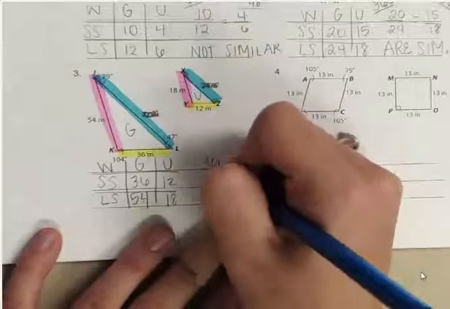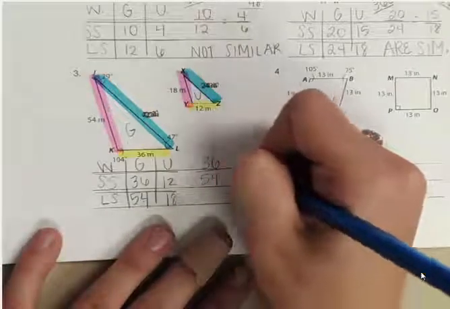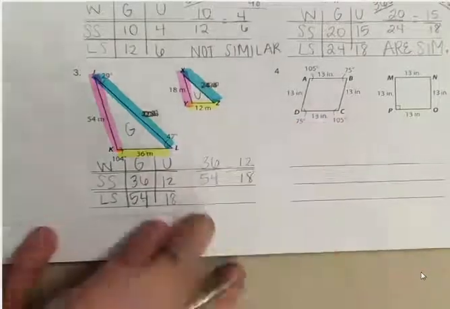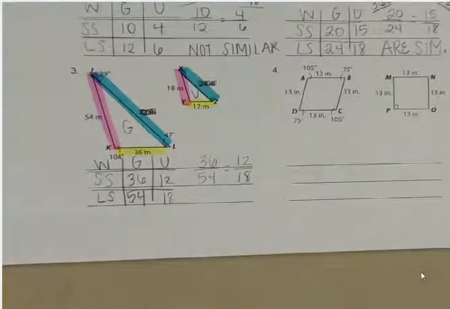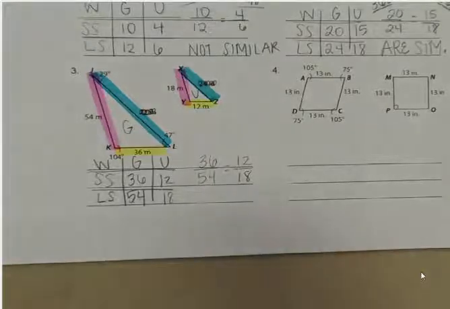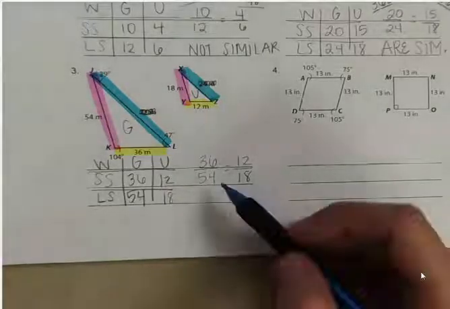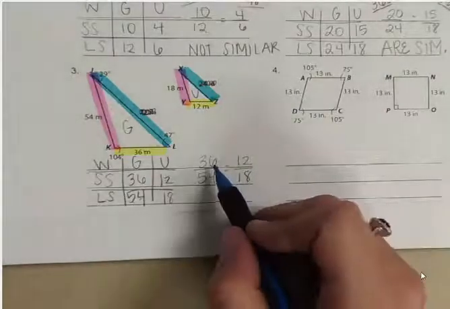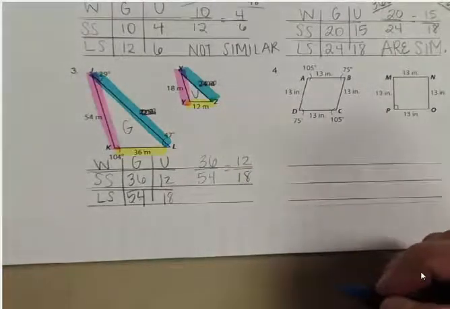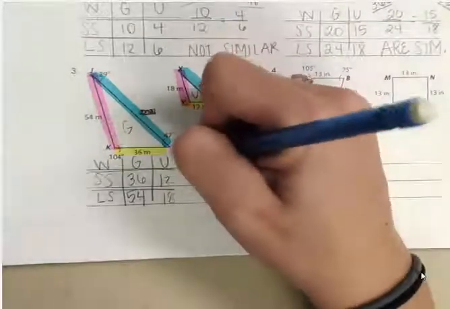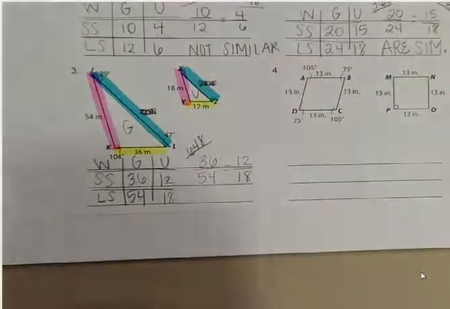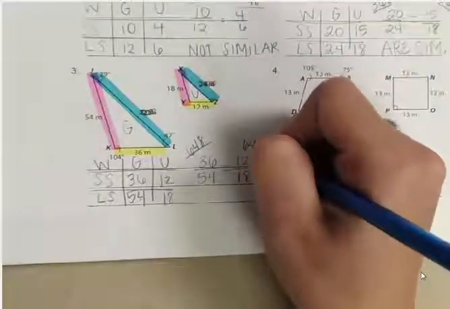Cross multiply. Again, I'm going to ask the substitute to pause it because I really want you guys to be multiplying. I want you to multiply these together and figure out what you get. Alright, 36 times 18 is, you should have gotten 648. And 54 times 12 is 648. What does this mean? It means they are similar. Yay!